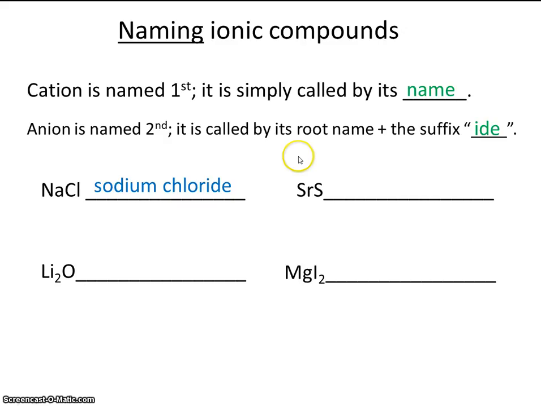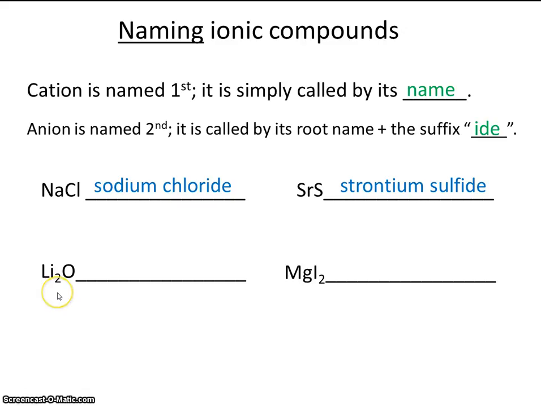Same thing here. We'll name this element first and then this element second. Notice that the cation traditionally comes first and the anion comes second. So essentially you're providing the name of this element, which is strontium, and then you're looking at this element and then just adding the suffix "ide." So this is strontium and sulfur. So this would be called strontium sulfide.